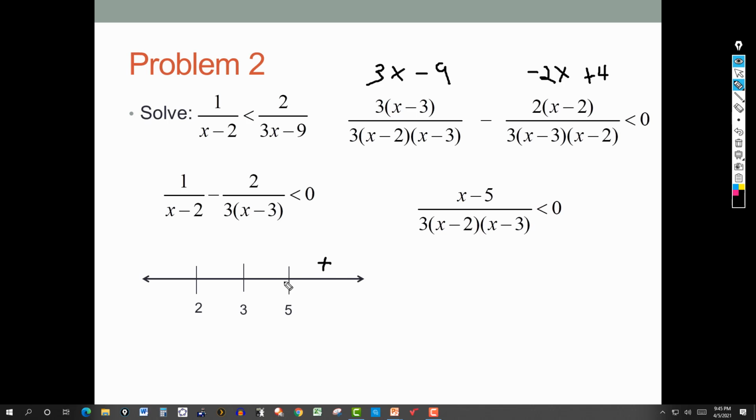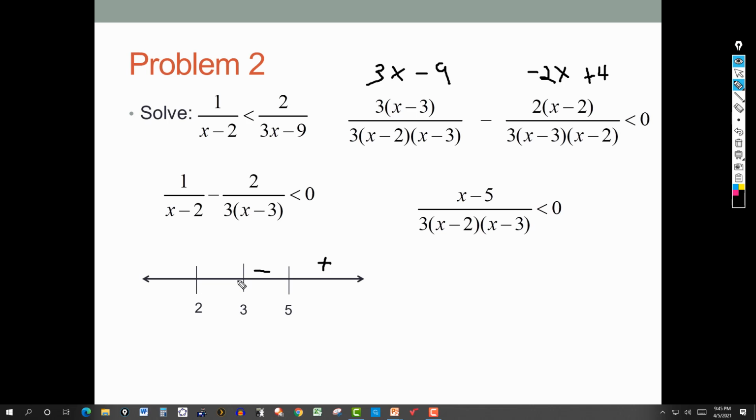Now between 3 and 4, or 3 and 5 I should say, pick any number. Well, the most convenient one would be 4. So let's put a 4. 4 minus 5 is a negative. So the numerator is negative. 4 minus 2 is a positive. Okay? And 4 minus 3 is a positive. So two positives multiplied in the denominator are positive. The numerator is negative. Positive into a negative is a negative. I'll put a negative right there.